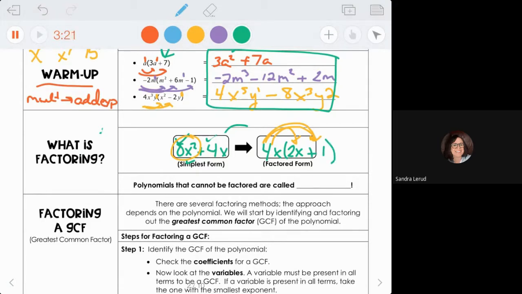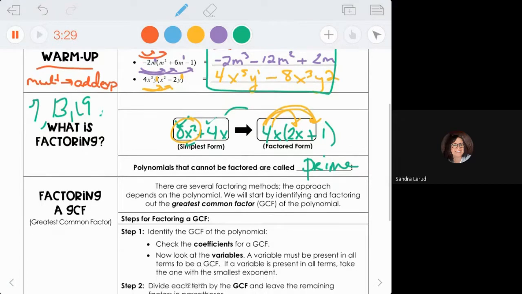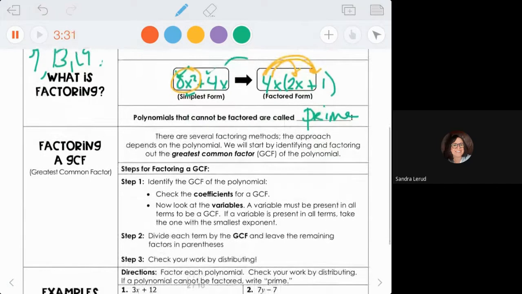If we can't factor it, it's like a number that we can't break apart, like 7 or 13 or 19. We call those prime numbers. We also have what are called prime polynomials, where if that had been 8x to the fifth plus 5y, it's prime. There's no numbers that I can divide out of both 8 and 5, and I can't remove any of your x's and y's from both terms.